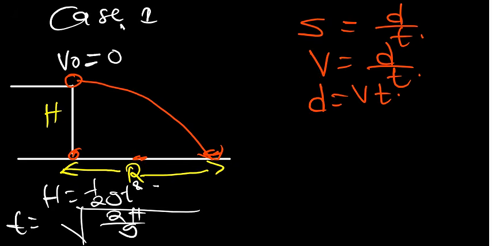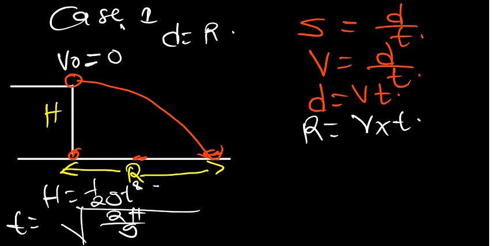Now to specify which velocity we are talking about, we're talking about vx, the velocity in the x direction. This d is the same as the range, so I'm going to replace d with range. So the range for the first trajectory is given by vx times t. This is a trajectory where you are just throwing an object. We're not using any angle here, so this is the formula we're going to use.